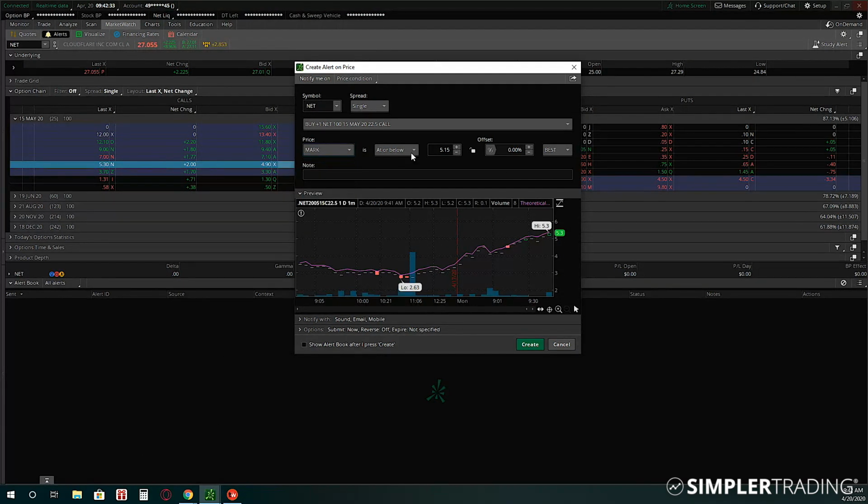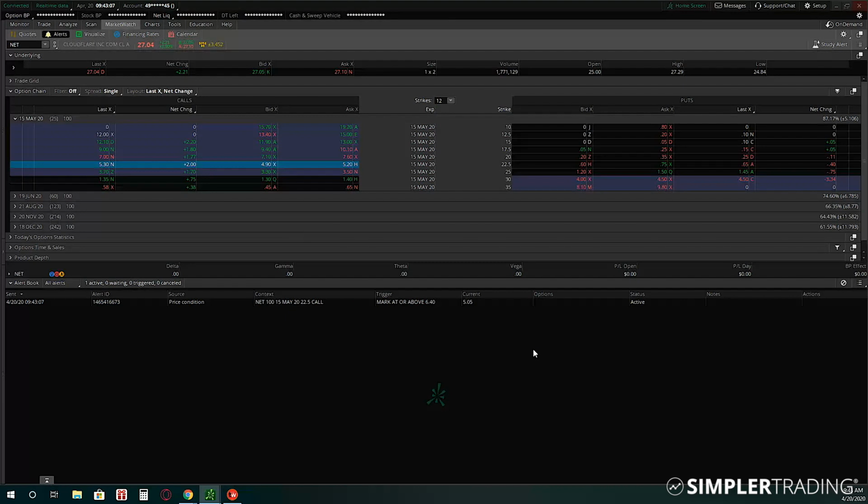If the mark gets to around 620, that means that I have the possibility of closing it out at 100% return. Is that right? No, 640. So we'll set this at or above $6.40. That means if this option price, the May 2250 call, gets at or above $6.40, it's going to send me a little notification and let me know. So we're just going to click create.